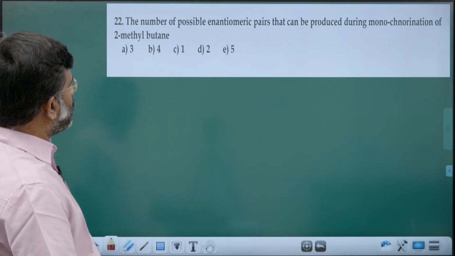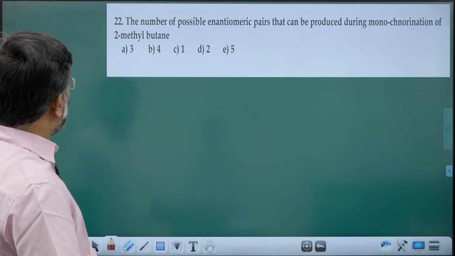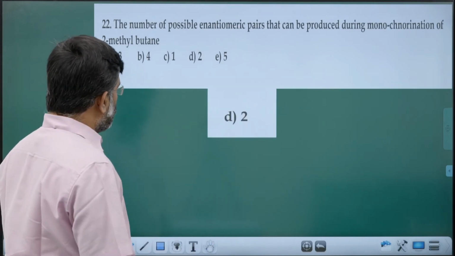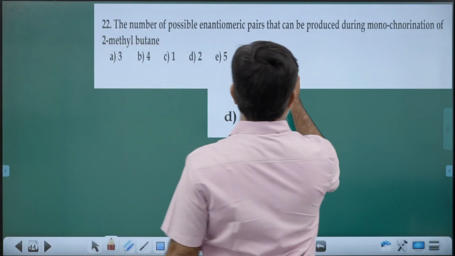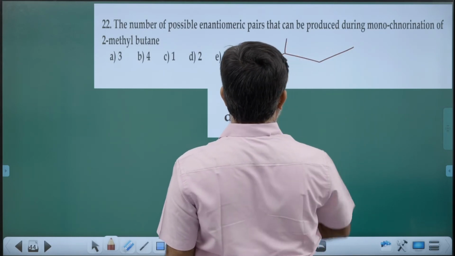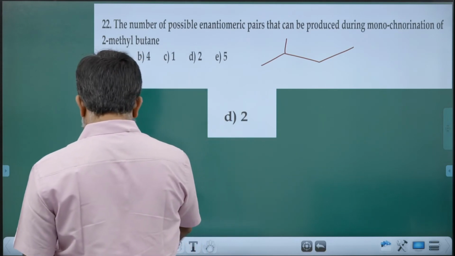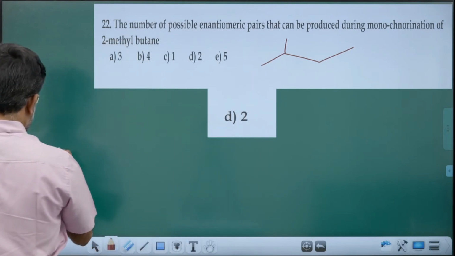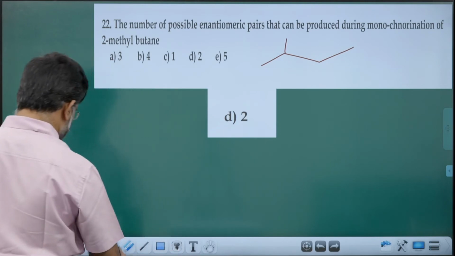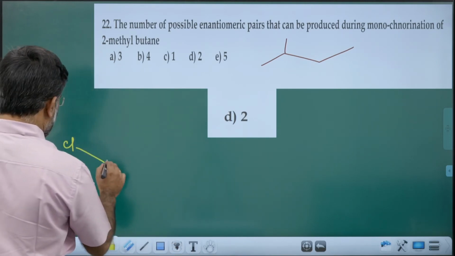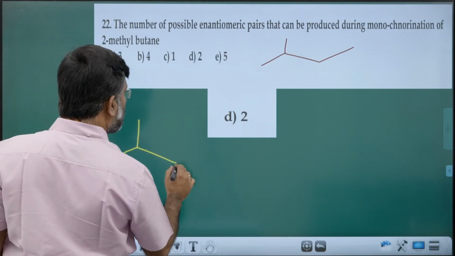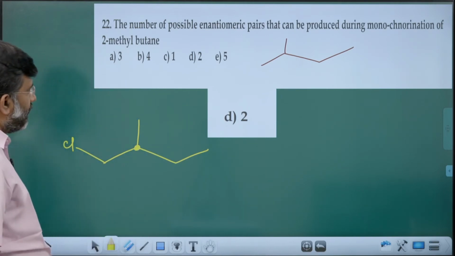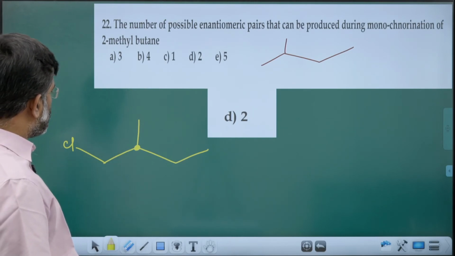Number of possible enantiomeric pairs that can be produced during monochlorination of 2-methylbutane. How many can you get? Option D, 2 you get. Let's try. This is 2-methylbutane. Upon monochlorination, suppose I am giving chlorine here. You can get chlorine here and here. This is the molecule. When chlorine comes here, this carbon turns chiral, and the molecule will give you an enantiomeric pair.